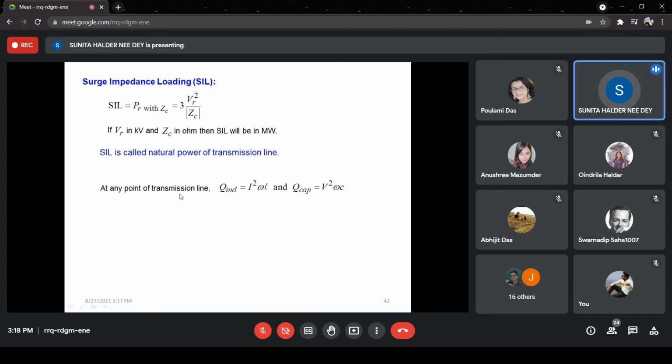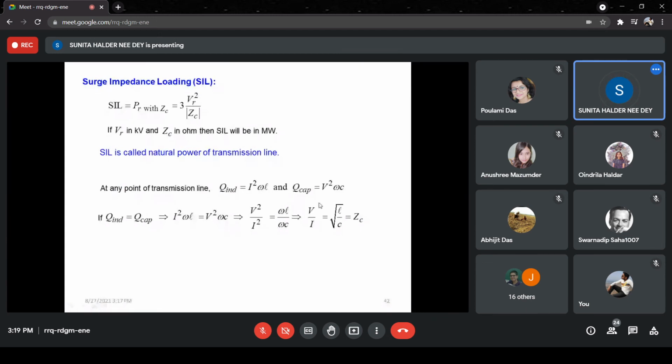Now you know at any point of the transmission line, what is the inductive reactive var? I square omega L. What is the capacitive reactive var? V square omega C. Is it not? Now, if the inductive reactive var is equal to the capacitive reactive var, then what will happen? I square omega L will be equal to V square omega C. In that case, we will get V by I equal to Zc.